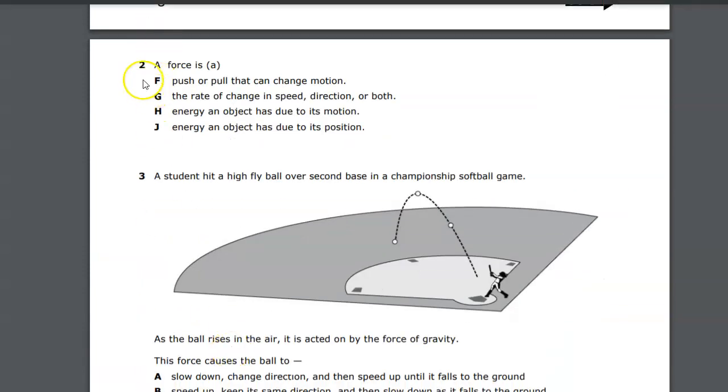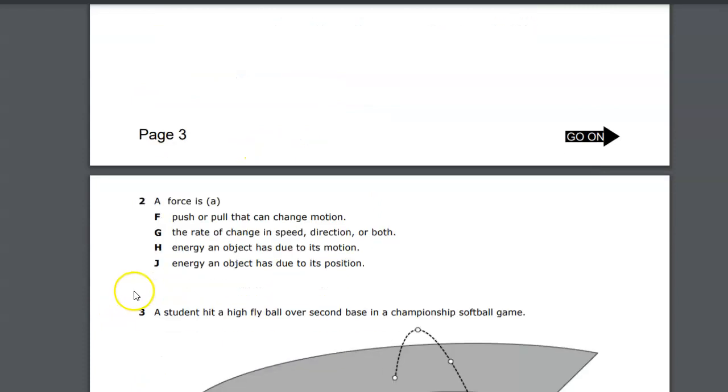Question number 2. Pause the video if you need to. Question number 2. A force is a blank. What is a force? Is it F, a push or a pull that can change motion? G, the rate of change in speed, direction, or both? H, the energy an object has due to its motion? Or J, energy that an object has due to its position?